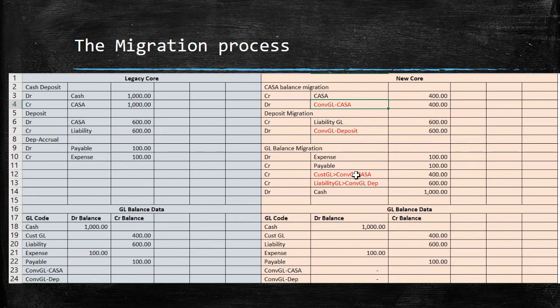In case there has been a discrepancy, for example, if the customer GL on the left hand side had 405, so here I would have had 405. This leads to a conversion GL having a balance. This could be due to an error in the legacy code, in the way customer GL balances have been built.